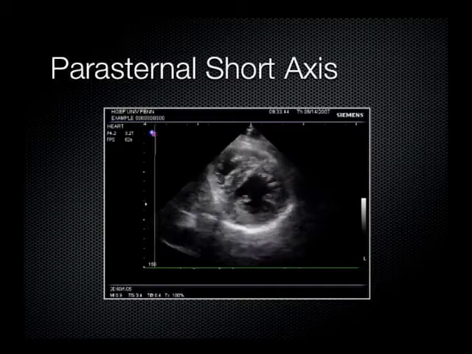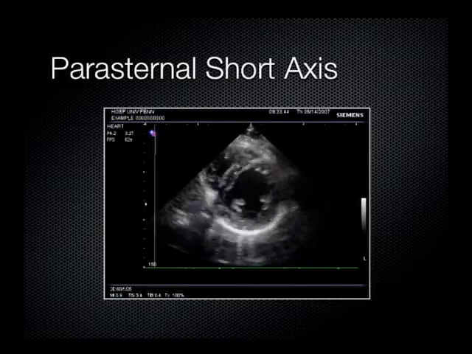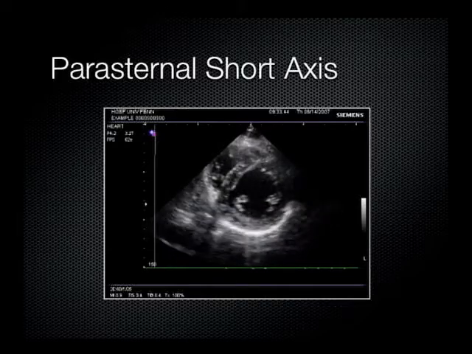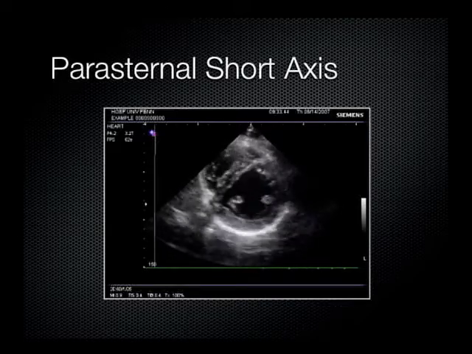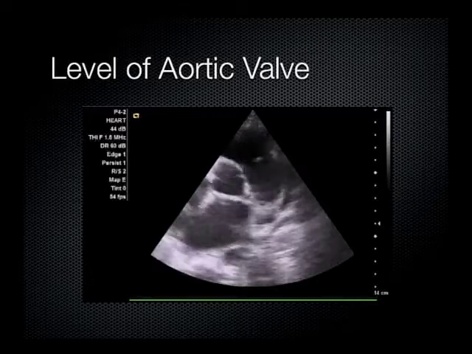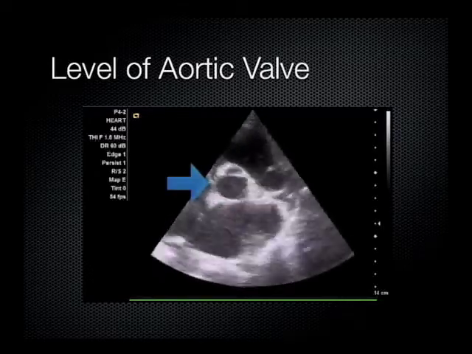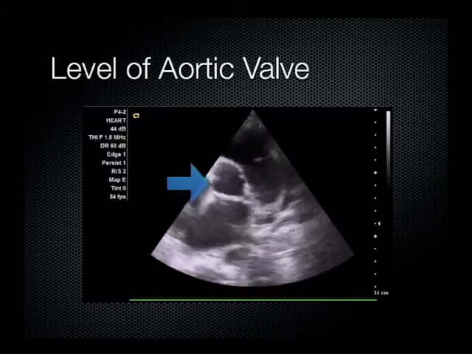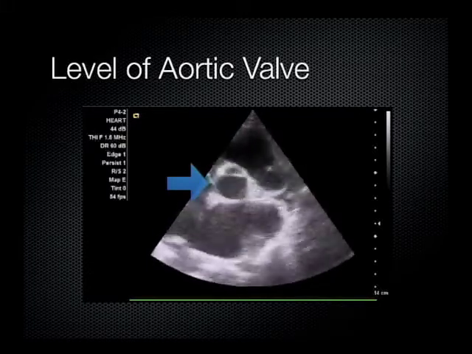This clip shows the parasternal short axis at the level of the papillary muscles here and going to the mitral valve. And you can see here the parasternal short axis at the level of the aortic valve, and this is also known as the Mercedes-Benz sign.